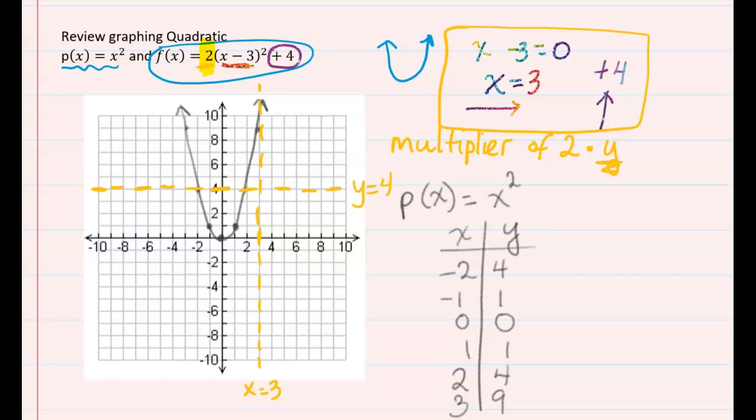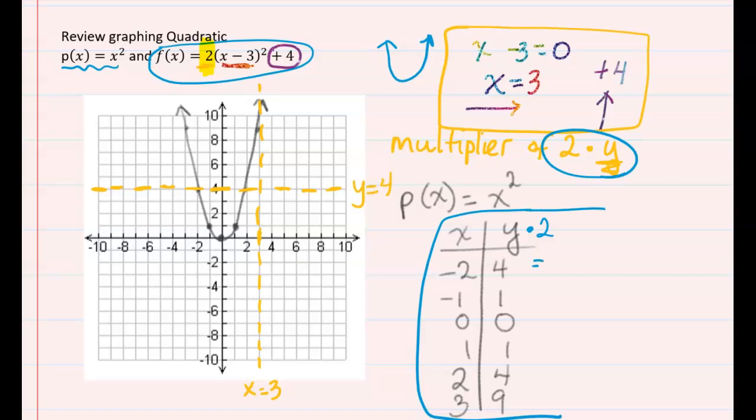So now we're going to use the same points that we have for our parent function, except we have to make sure we remember that multiplier. So we're going to have to multiply my y values times 2 and get 8, 2, 0, 2, 8, and 18. What I did is I multiplied 4 times 2, and that's how I got 8. 1 times 2, that's how I got 2. 0 times 2, I still get 0, and you can see that going forward.